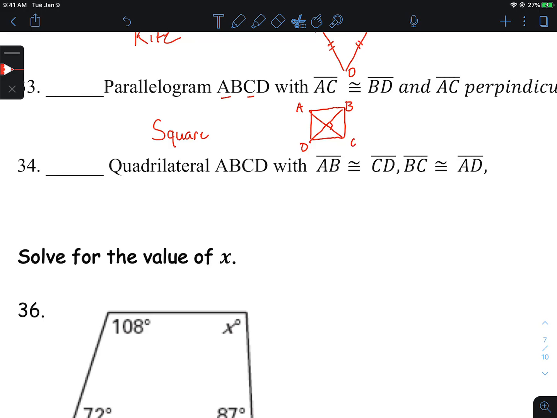With this last one here, we have a quadrilateral ABCD with sides AB being congruent to CD and then BC being congruent to AD. So that appears to be opposite sides because it's AB and then CD. And if I were to just sketch some type of generic looking quadrilateral, there's AB and then CD right there. So if those are the same, and then BC being congruent to AD, the only way that could happen, opposite sides being congruent, is if it's a parallelogram.